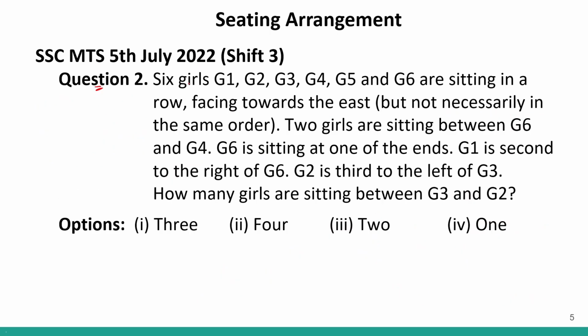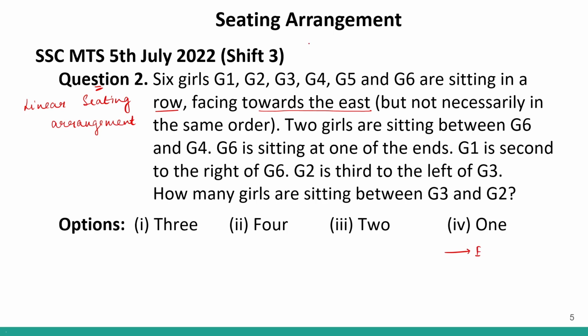Question number 2 says 6 girls are sitting in a row facing towards the east. So again, row means this is a linear seating arrangement question. This is a linear sitting arrangement question, correct? Now, they are sitting in a row facing towards the east. So, east will be this side.